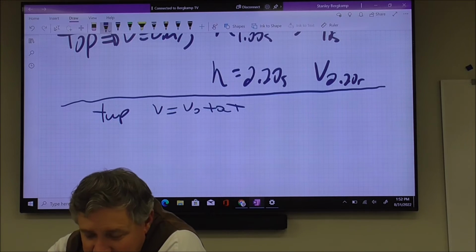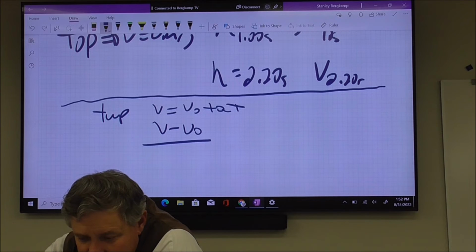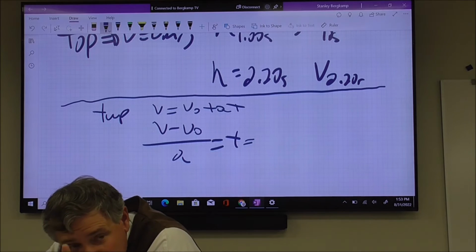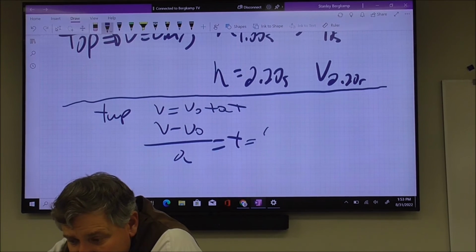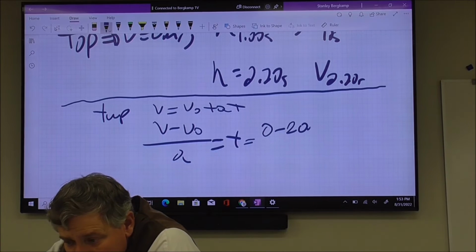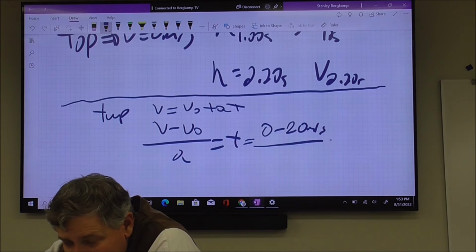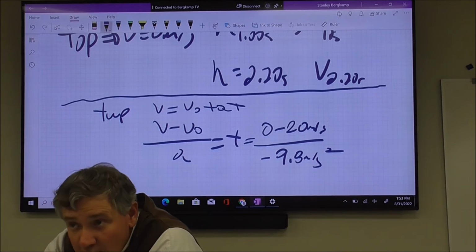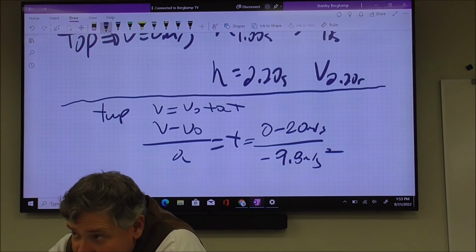Or the simplest way, how about that? So if you go v minus v naught over acceleration, right? Now, this is why you have to watch the sequence. So this has to be 0 minus 20 meters per second divided by negative 9.8 meters per second squared, okay? You have to do it in this sequence.